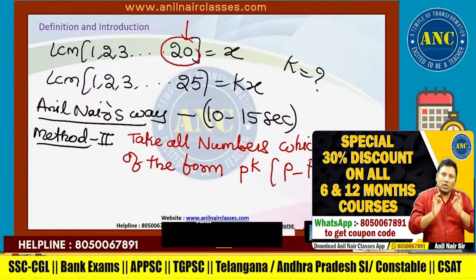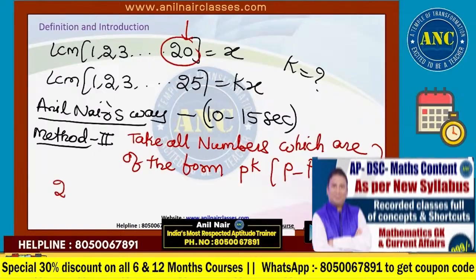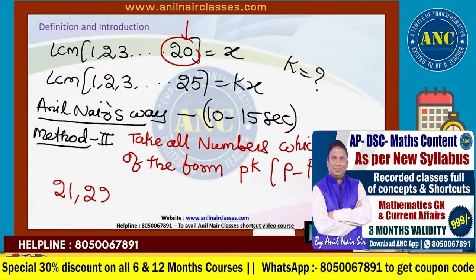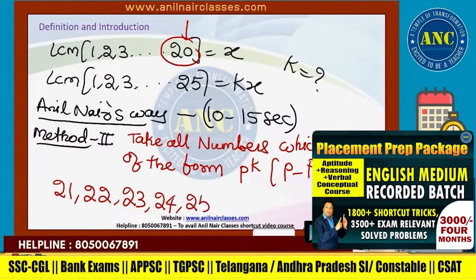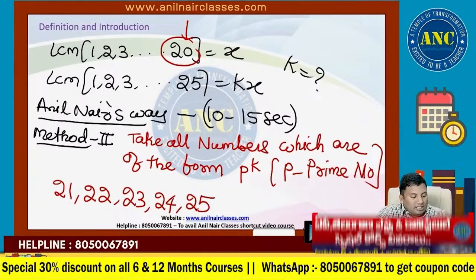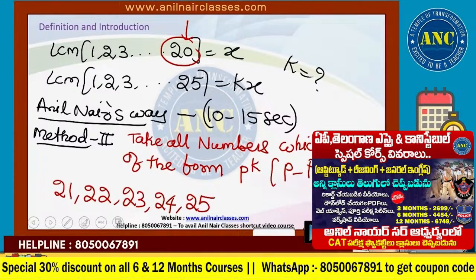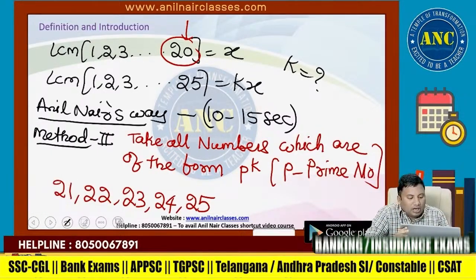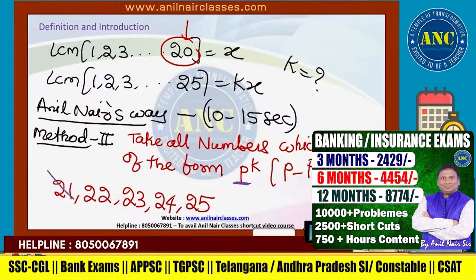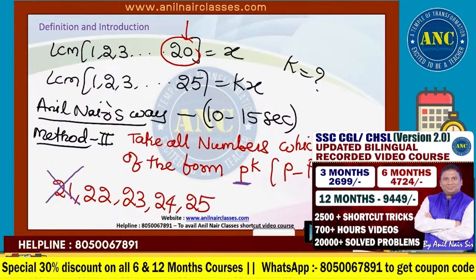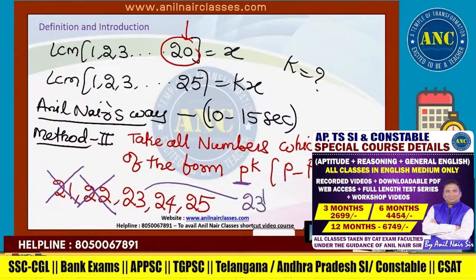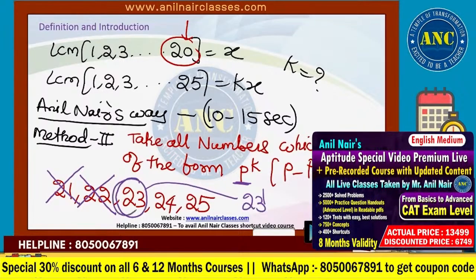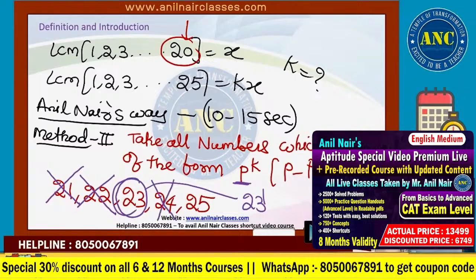Question is given till 20. What are all the numbers beyond 20? 21, 22, 23, 24, 25. These are all the numbers beyond what is given in the question. Now read this statement. Take all the numbers which are of the form p power k. 21 is 3 into 7. There should be a single power of a prime number. 22 is 2 into 11. 23 is 23 power 1. Yes, I will take. 24 is 3 into 8. I will not take.